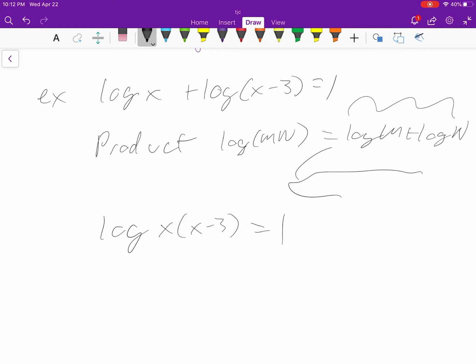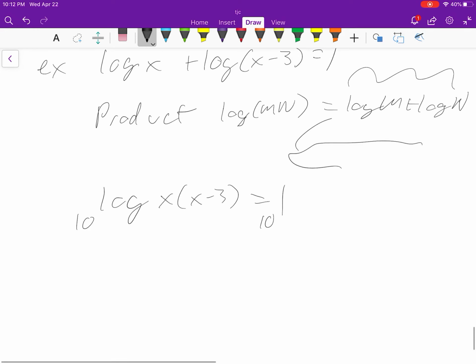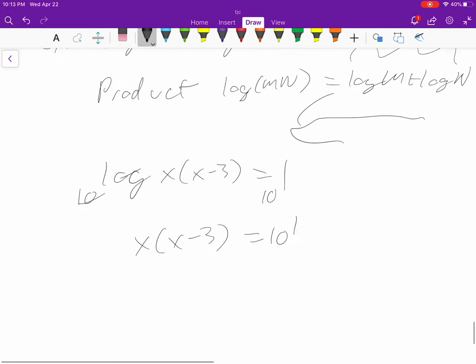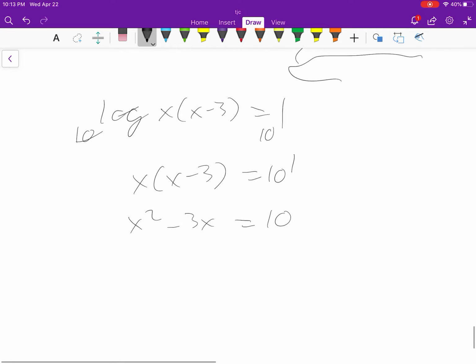Okay? At which point we know, since we have one log, we can undo the log by rewriting it as an exponential. Not raising both sides to the power of 10, we're writing the base as power of 10. Okay? Here, those cancel. You have x times x minus 3 equals 10 to the first. So we rewrote it as an exponential. You get x squared minus 3x equals 10.